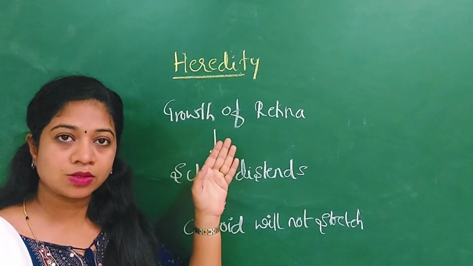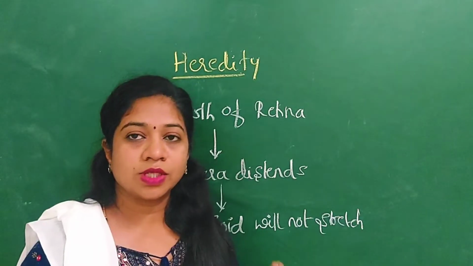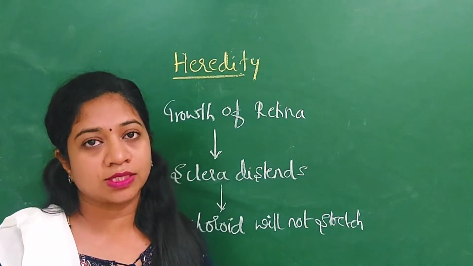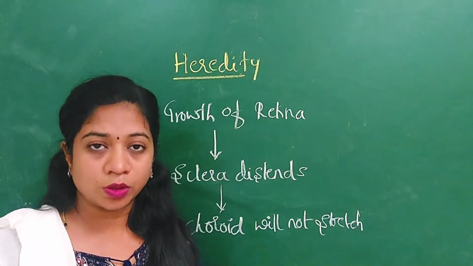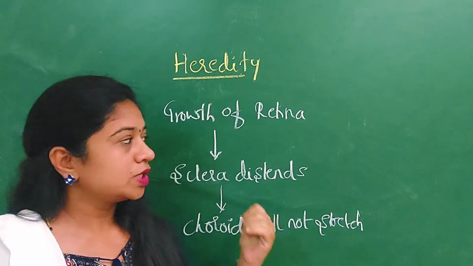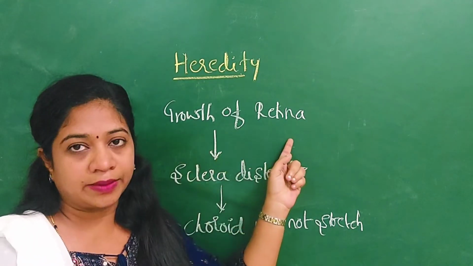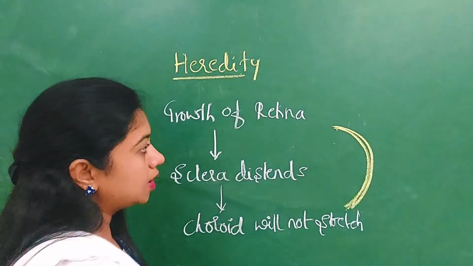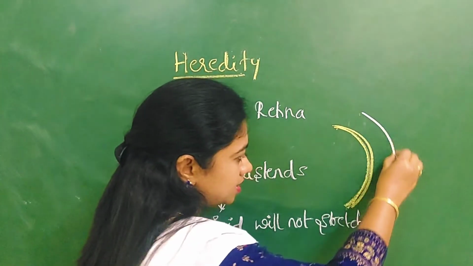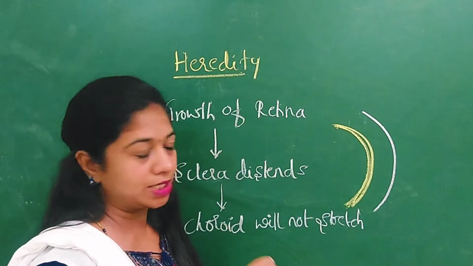Let's take the first cause, that is the hereditary factor. There are many things which support the hereditary cause: it runs in families, and it is more common in the Chinese and the Japanese, which also supports the hereditary theory. What happens here is that in these patients there is a large growth of the retina, and we have the sclera outside the choroid, which has the capacity to distend because of its collagen fibers.